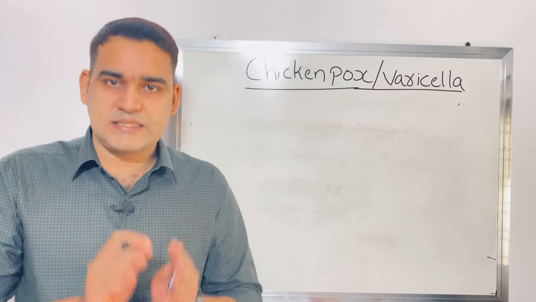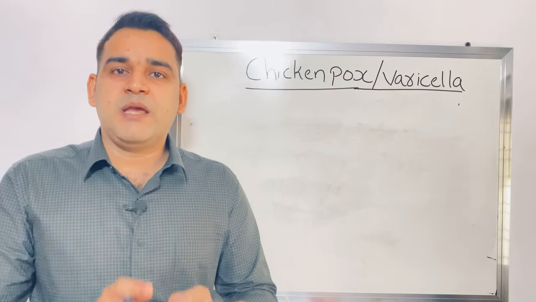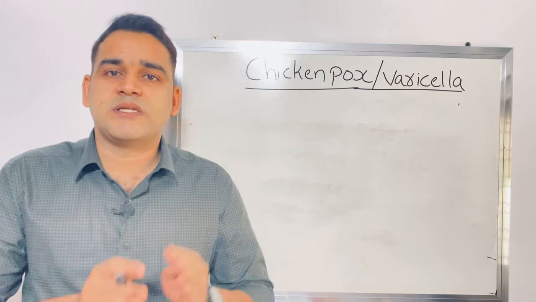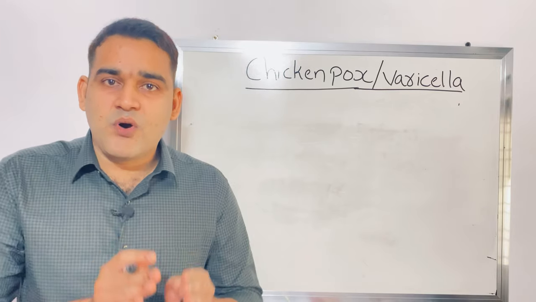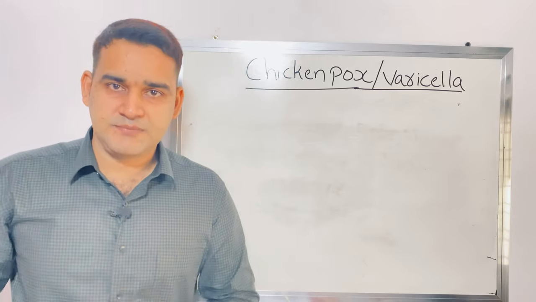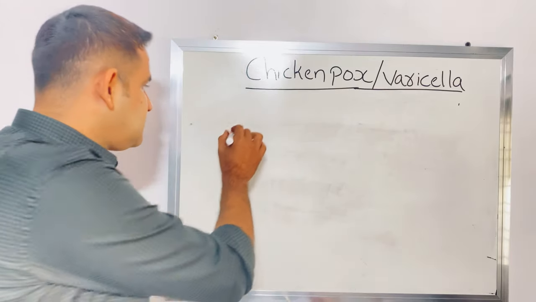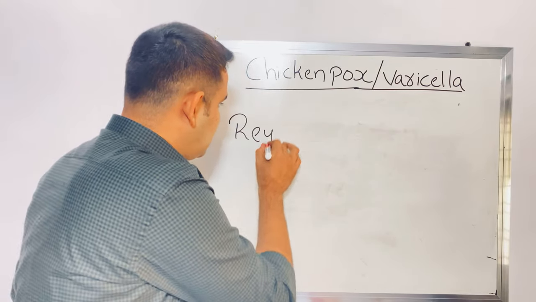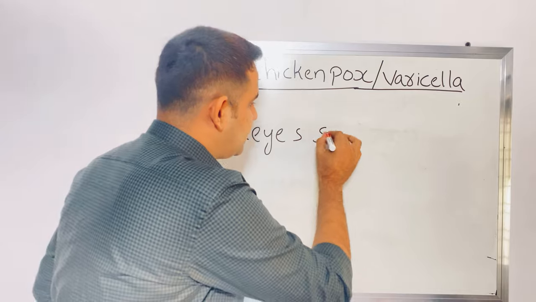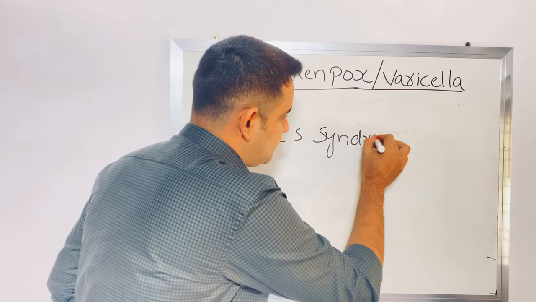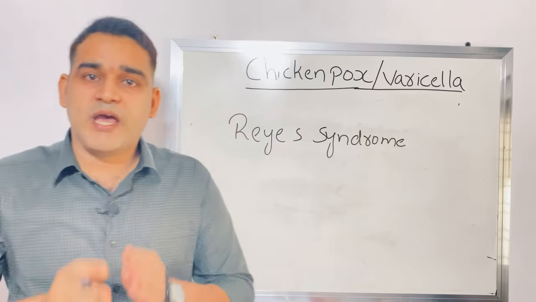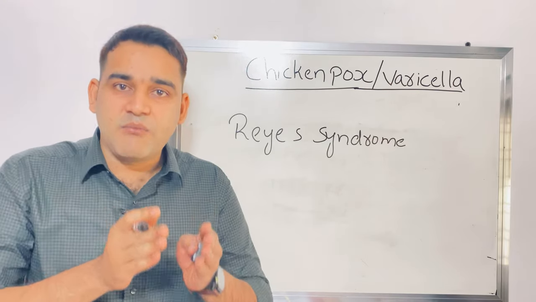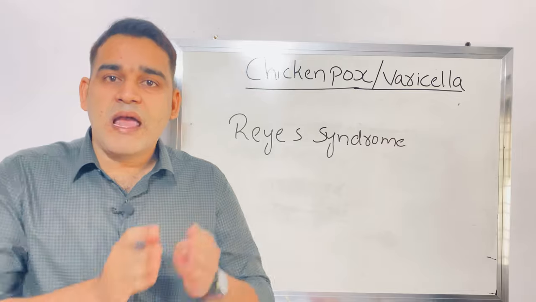But in some cases, especially in immunosuppressed patients, that is the person who has less immunity, they will get pneumonia, hemorrhage, Reye syndrome, encephalitis. Okay, so hemorrhage as well as pneumonia, Reye syndrome and encephalitis.